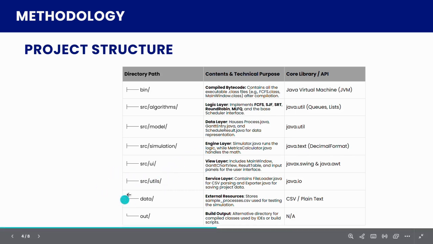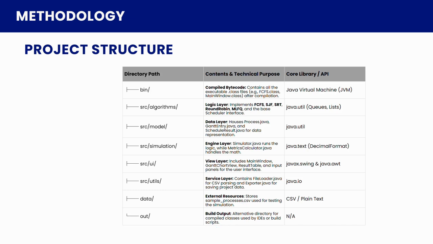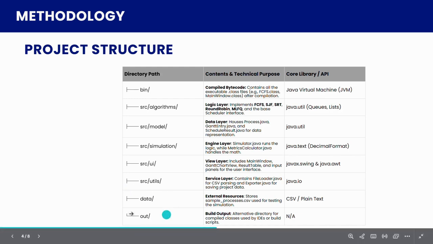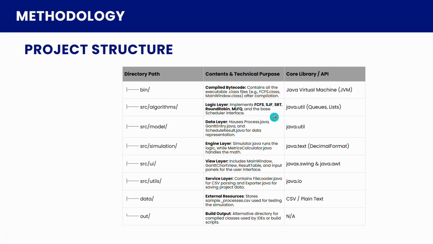And we will move to data. In the data folder, we store sample_processes.csv. Because in our GUI, we can also import processes into our app, not just input them by hand. We can also import from a file. And the last one is out. Okay, so here's our project structure that we implemented.